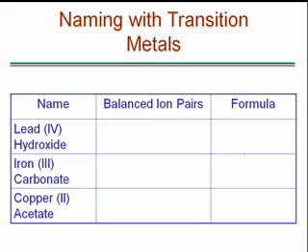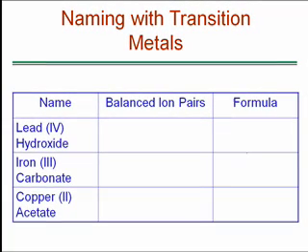Okay, so here's your practice. You have lead 4 hydroxide. Hydroxide is going to come from the polyatomic chart. Carbonate again is going to come from the polyatomic chart, and acetate is going to come from the polyatomic chart. So go ahead and write the ion pairs and also give me the formula. So pause, and in a moment I will give the answers.